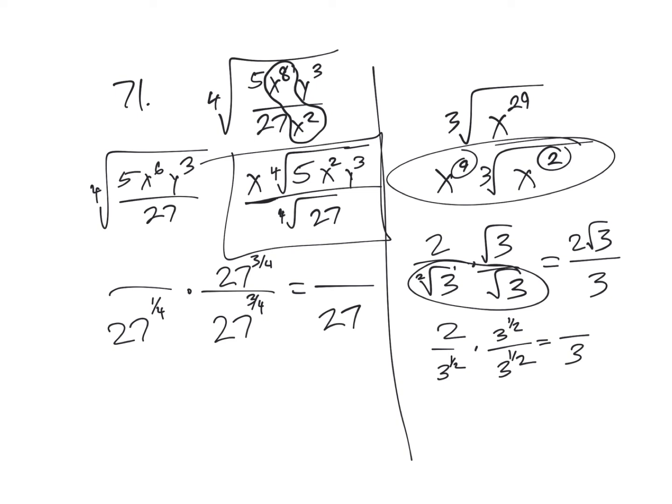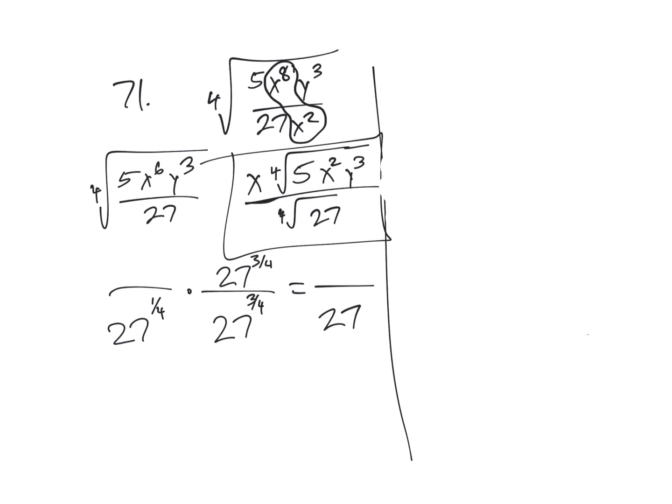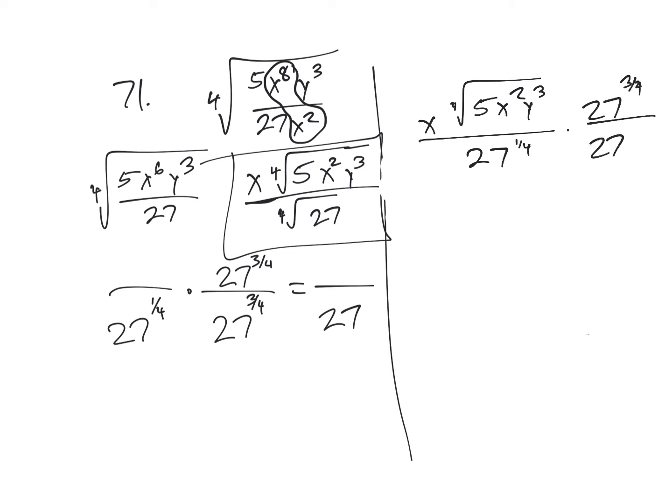Let me erase it. Let me get rid of a few things here. All right. So on the top, you have x and the fourth root of 5x squared y cubed all over 27 to the 1/4 times 27 to the 3/4 over 27 to the 3/4. All right, so that's what that says. That's where we're at. And you know now that the bottom is 27.